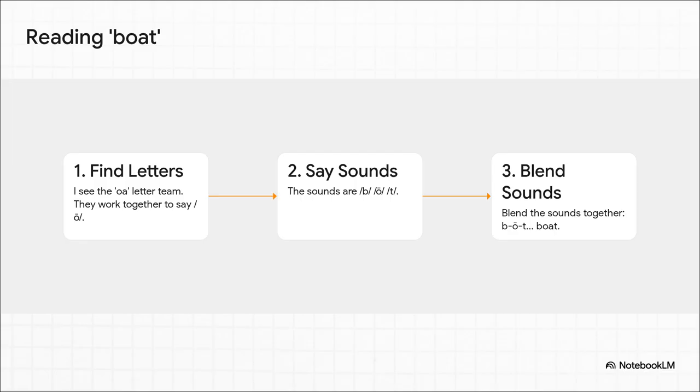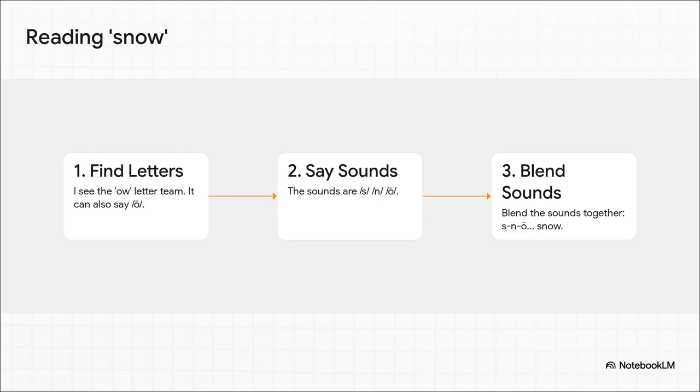Let's try another one. How about boat? Okay, here I see the letters O and A right next to each other. I like to think of them as a team. When you see O-A together, they work as a team to make just one sound, the long O sound. So let's sound it out. B-O-T. Let's blend it. B-O-T. Boat. Perfect.